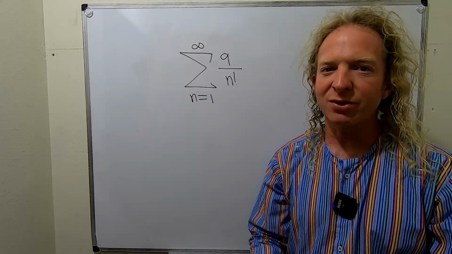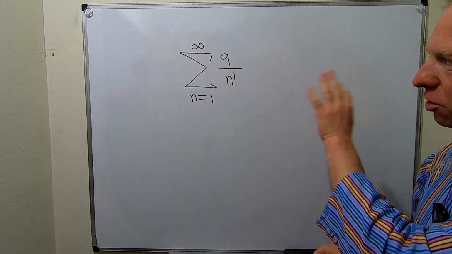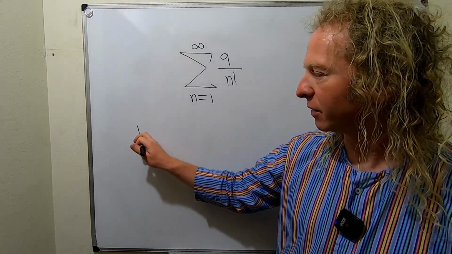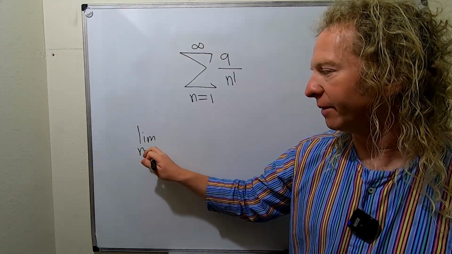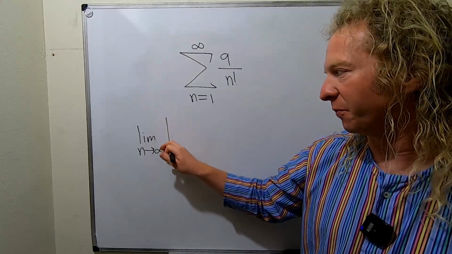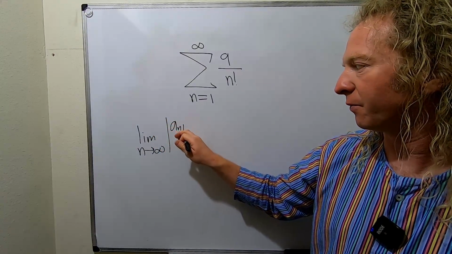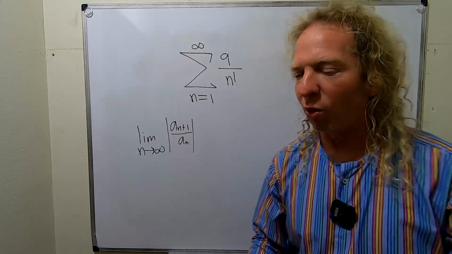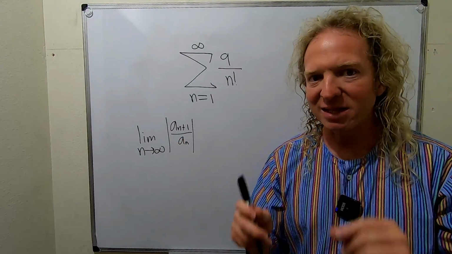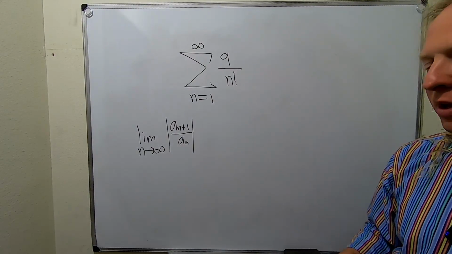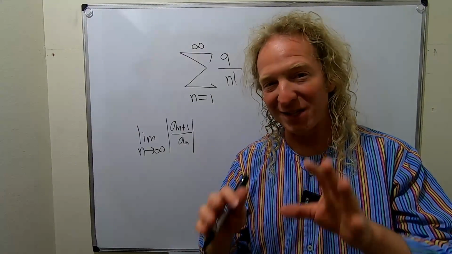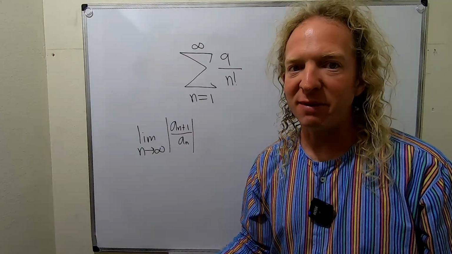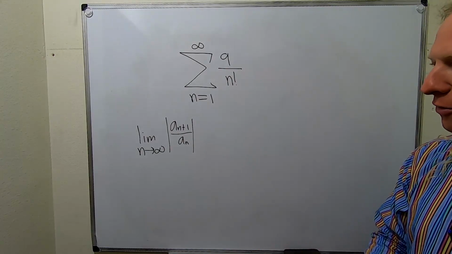In this problem, we're being asked to use the ratio test to determine if this series converges. So the ratio test says if you take the limit as n goes to infinity of the absolute value of a sub n plus 1 over a sub n, three things can happen. One, if this limit is less than 1, then the series will converge. Two, if this limit is greater than 1, then the series will diverge. And if this limit is equal to 1, then we have no information.